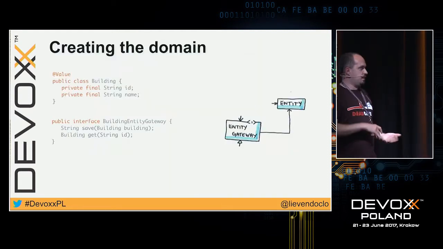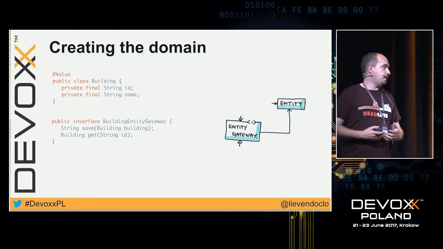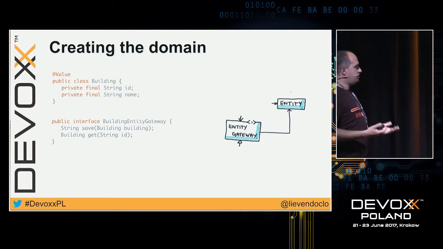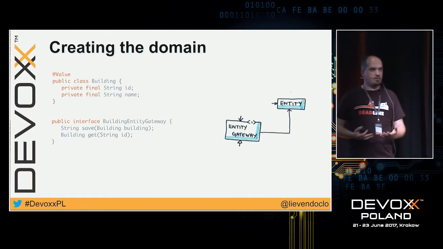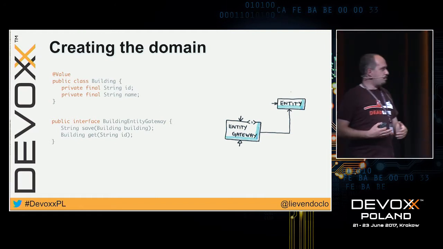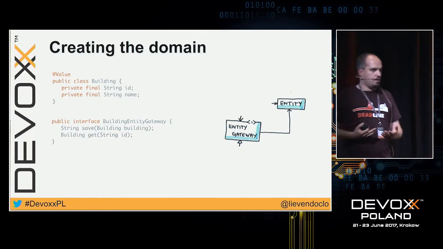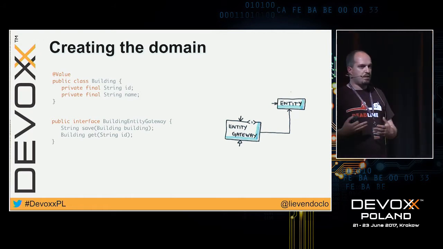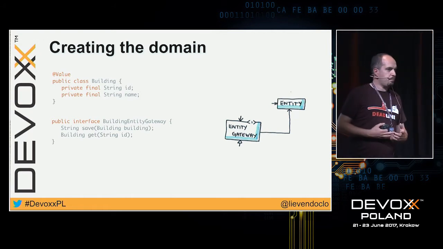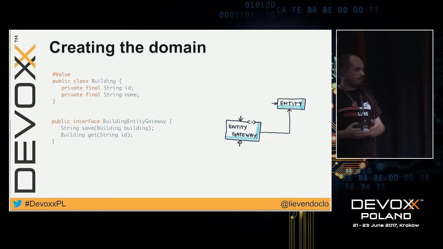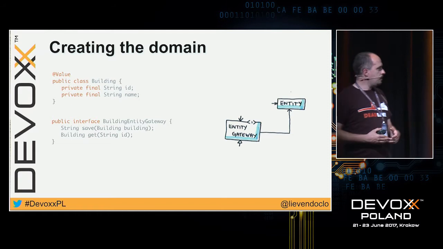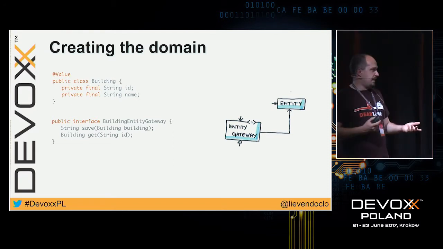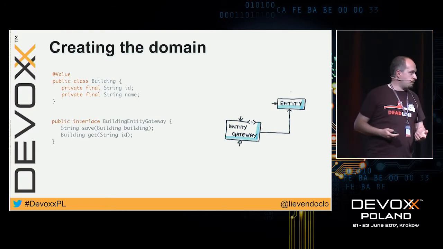Then we go to the inside. So we're going to start by building our domain. Our domain is very simple. We just have a building with an ID and a name. And we want some way to manage the persistence of our building. So we're going to build a building entity gateway. An entity gateway just manages the persistence of a certain entity in your system. It has two methods, save and get. Quite straightforward.